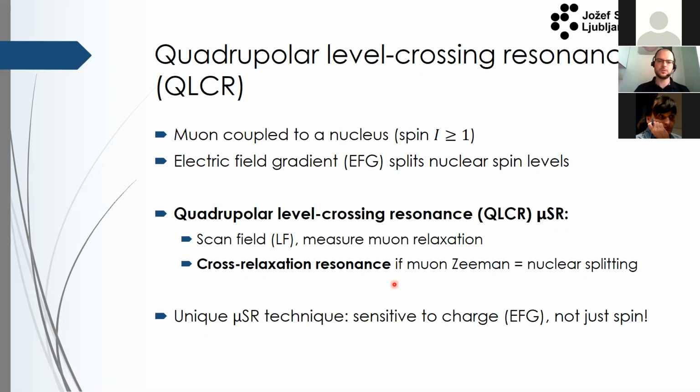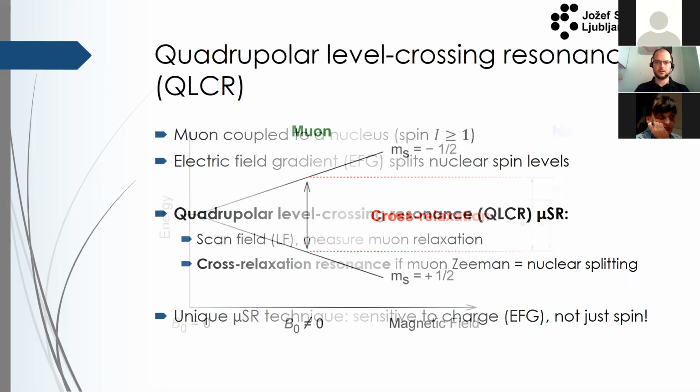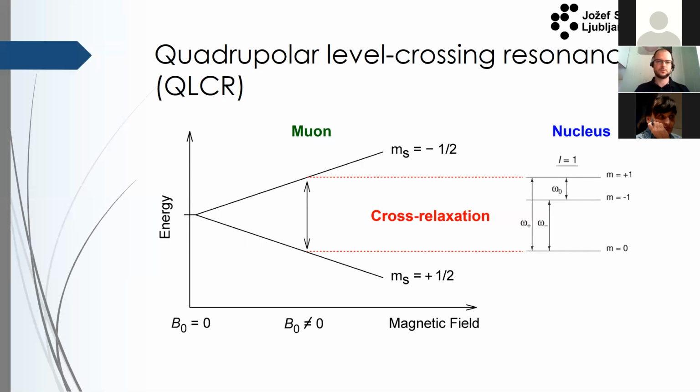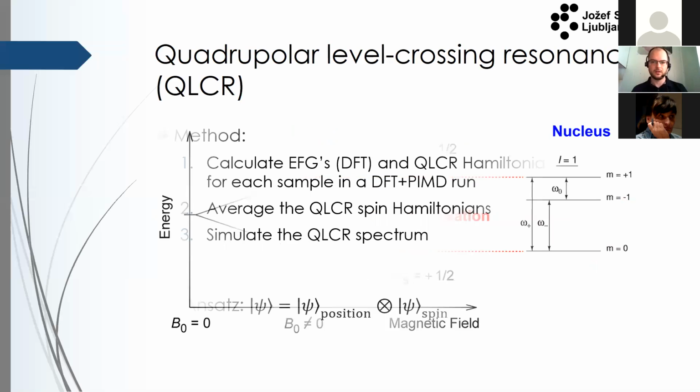And this is a unique MUSR technique because it's the only one that's sensitive to charge degrees of freedom, not just magnetic or spin degrees of freedom of the crystal. Okay, this is a short, small schematic. So the muon Zeeman levels split in a magnetic field, and they have strong cross relaxation with the nuclear levels when the two splittings match. These nuclear levels are split because of the electric field gradient inside the crystal.